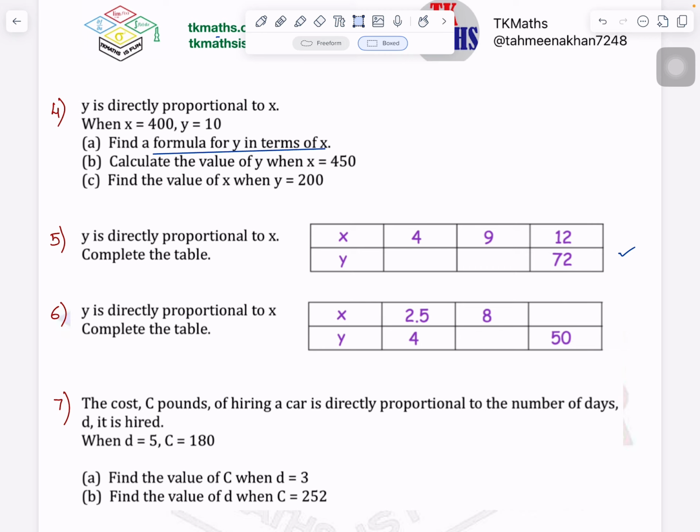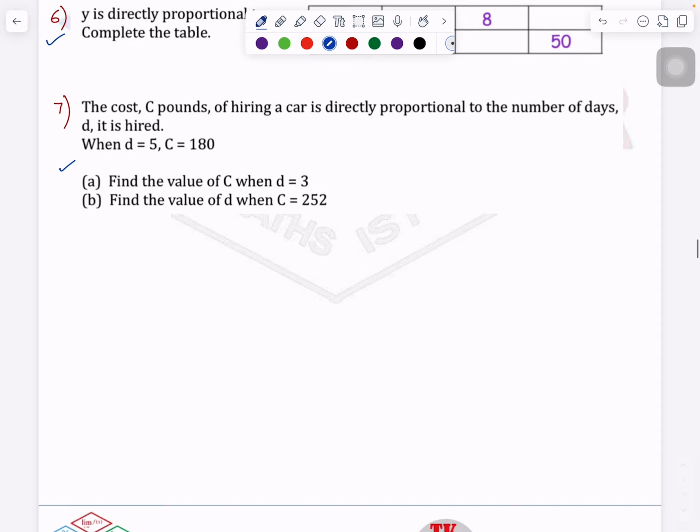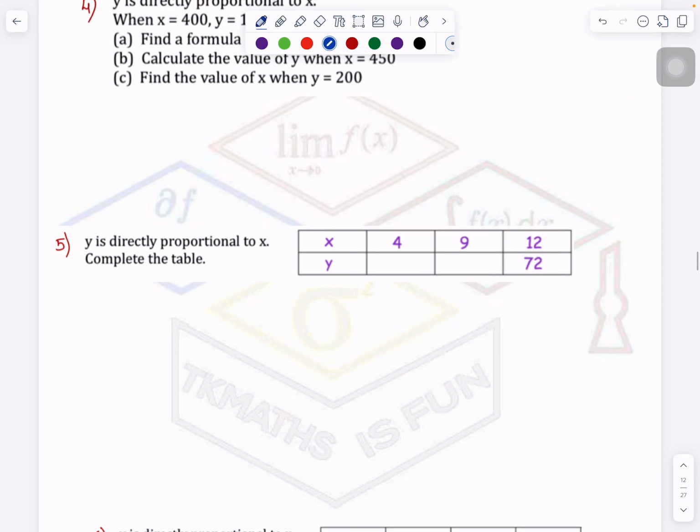So let's just start. I mentioned specifically when in the question, like here in part A, it is saying find a formula for y in terms of x. There is no such requirement here. It is not saying find the formula for y in terms of x, neither here nor here. So question number 4 must be solved in a particular way. So first I will solve question 5 and then I will solve question 1 so that I can make a connection and I can tell you what I'm trying to say. So let's see question 5 first.